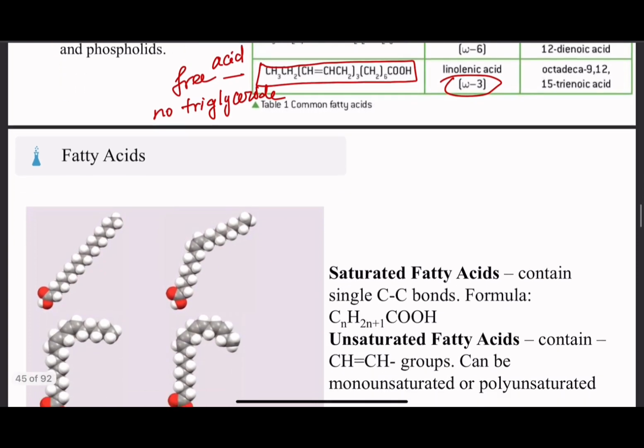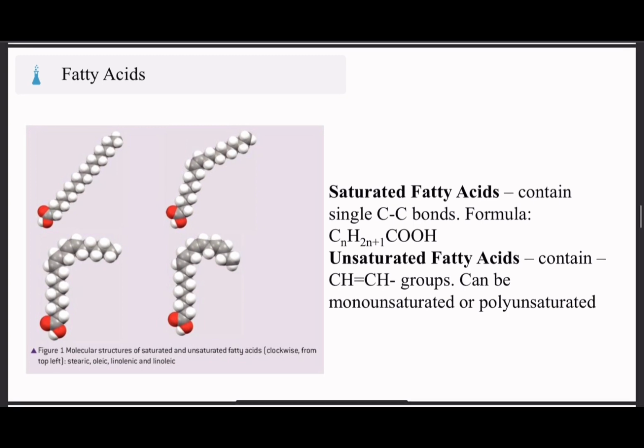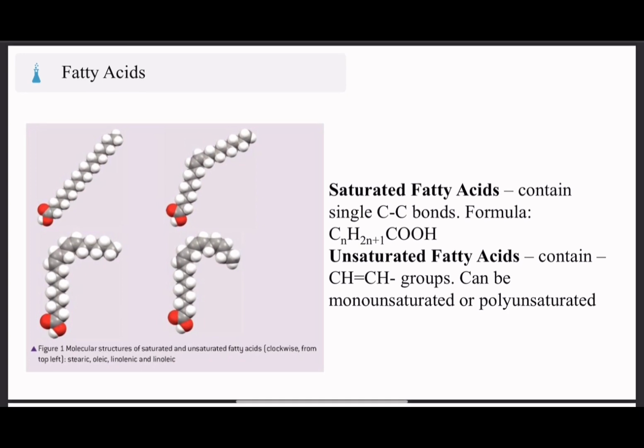Okay, so now let's continue with the fatty acids. Fatty acids come in two forms: saturated and unsaturated. If you remember, saturated ones all have single bonds between carbon and carbon, while the unsaturated ones have either a double bond or a triple bond between carbons.